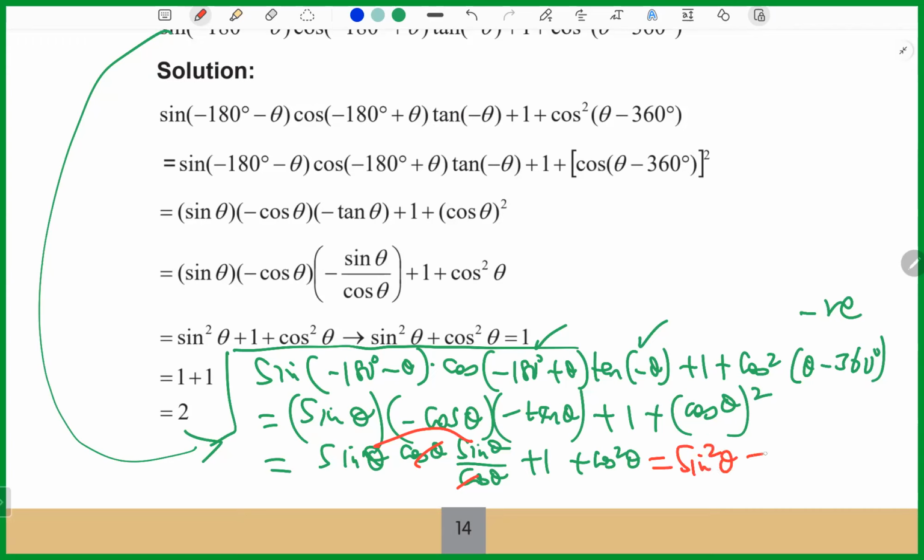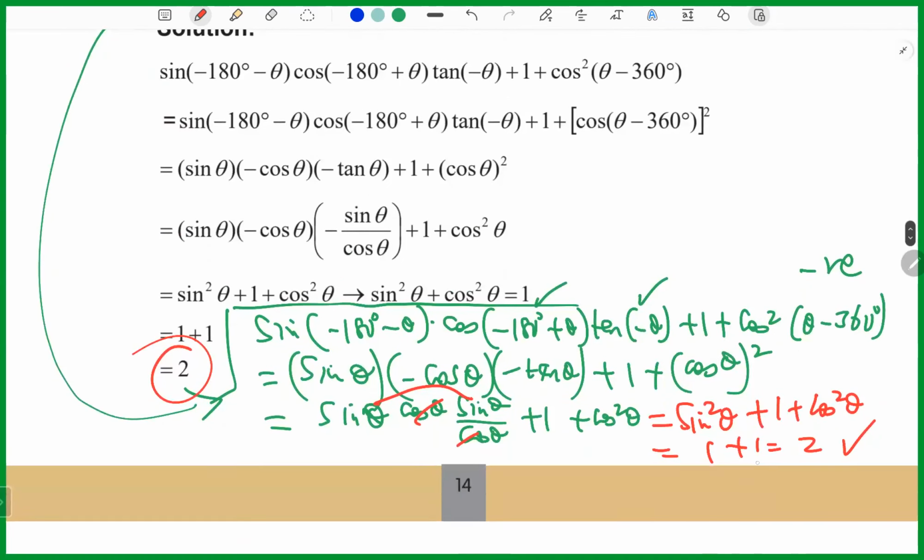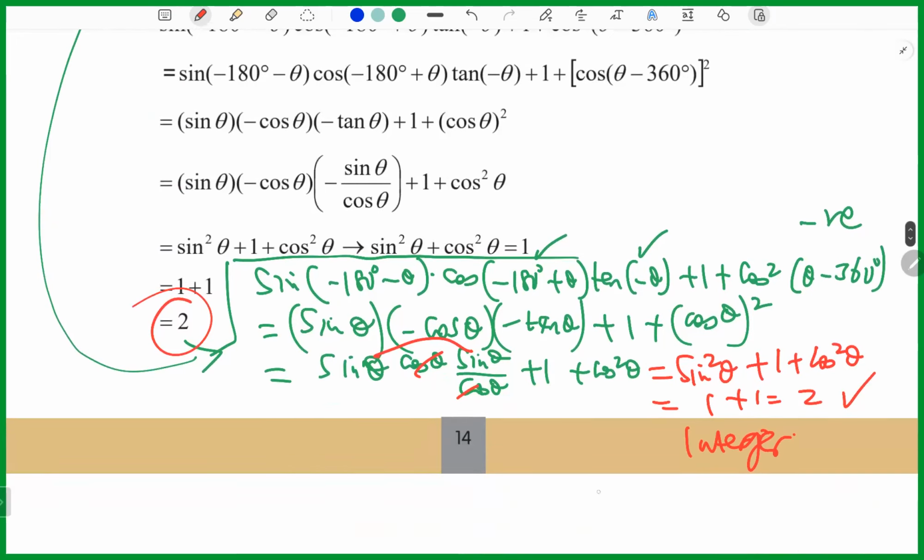Plus 1 plus cosine squared. What is sine squared plus cosine squared? It is 1, plus 1, which is 2. Meaning the answer is 2, which is what they got. So we had to simplify, and it has simplified to an integer. Integers themselves are members of Z, like -3, -2, -1, 0, 1, to name but a few.